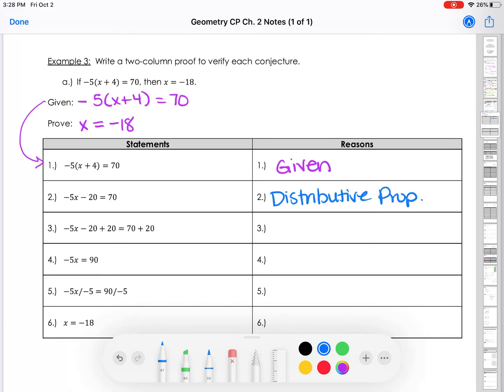So we multiplied those two terms by negative 5. Okay, now it looks like we are adding this 20 to both sides. This is the addition property of equality. All right, next it looks like we cleaned up. Whenever we clean up, that is substitution.